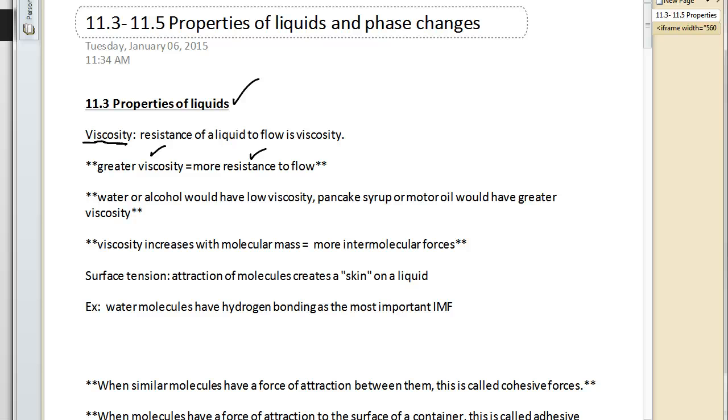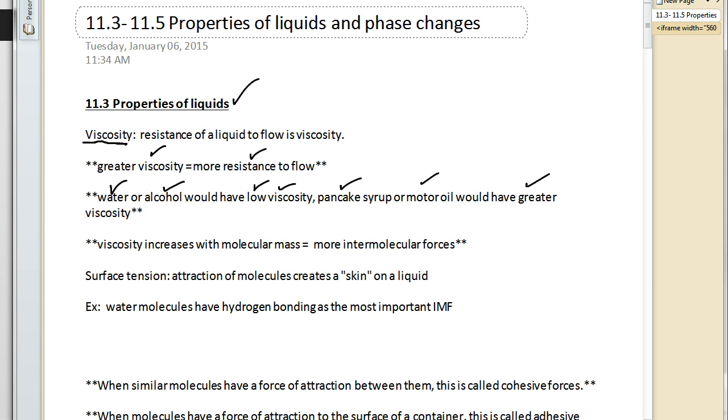A couple examples: water or alcohol would have a very low viscosity. They're very easy to pour. You take a glass of water, you dump it, it's just going to pour right out. No big deal. Compare that to maybe some pancake syrup or some motor oil. These are going to pour a lot slower than water or alcohol might pour. So we would say that they both have greater viscosity.